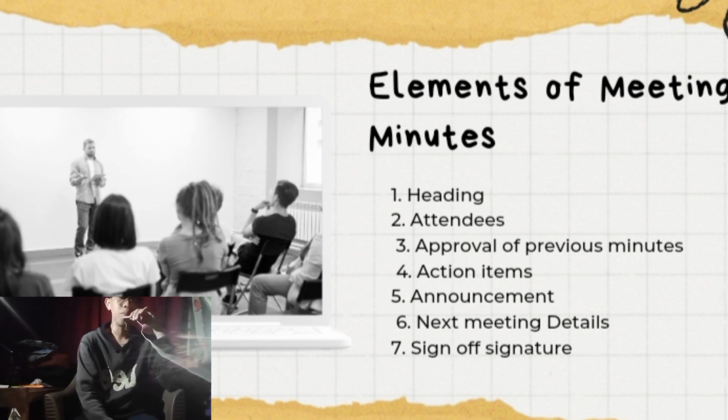The third one is the approval of previous meeting minutes. This is typically an item placed at the beginning of an agenda. When it's time for the approve-the-minutes agenda item, there's no need to read the minutes as long as they have been distributed ahead of time.